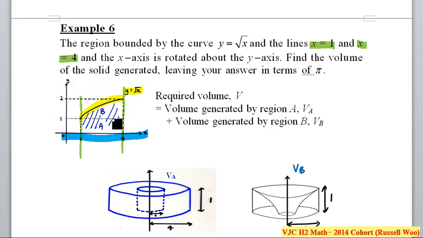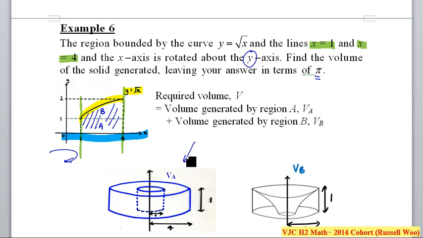Now it's not rotated about the x-axis, this time it's about the y-axis. So now you are talking about this volume. Now, leaving your answer in terms of pi. Now let's look at the diagram here. We are actually looking at, again, a hollow figure. Be very clear, we are actually looking at a hollow figure.